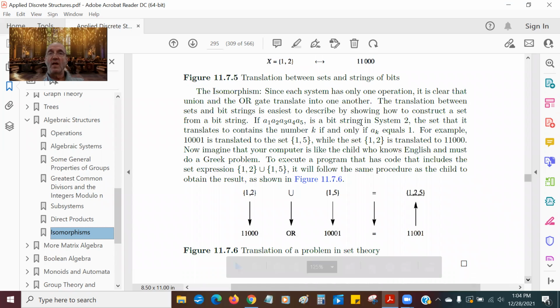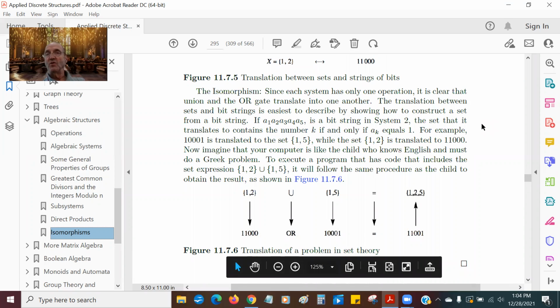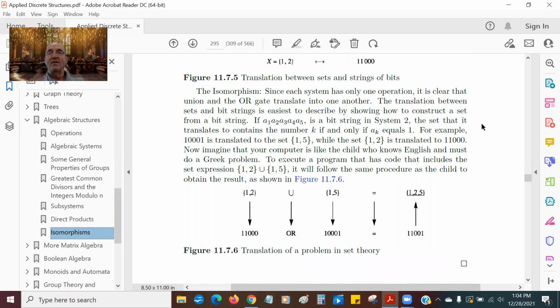So the isomorphism. Since each system has only one operation, it's clear that union and the OR gate translate into one another. The translation between sets and bit strings is easiest to describe by showing how to construct a set from a bit string. If A1, A2, A3, A4, A5 is a bit string, so these A's are all 1s and 0s, then the set that it translates to contains the number k if and only if ak equals 1.